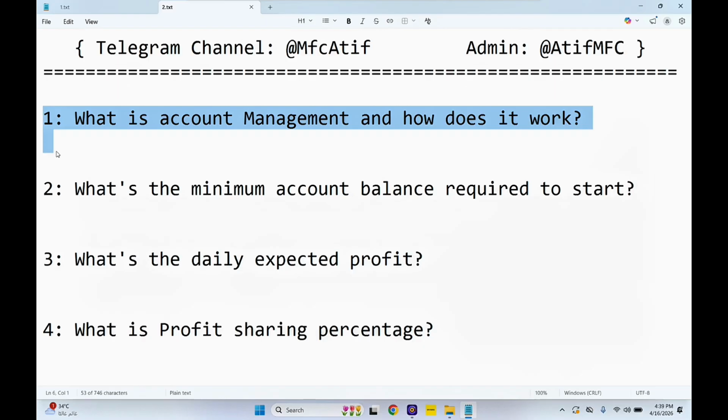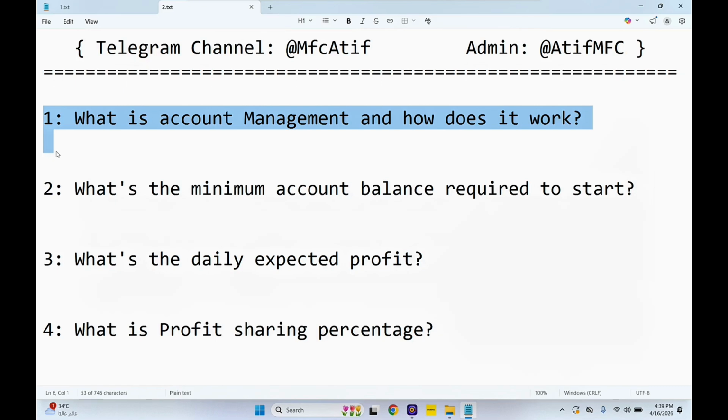So in simple words, for the account management service, you have to send me the login details of your MT5 account and I'll trade on your account. When I open a trade in my personal account, I will also open the trade in your account and the earned profit will be shared between us.